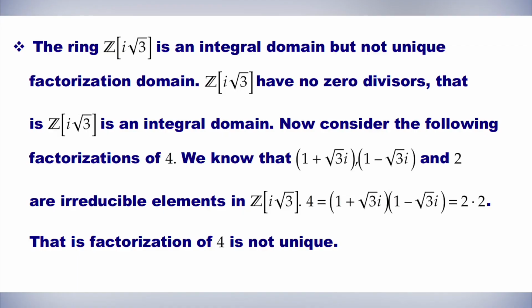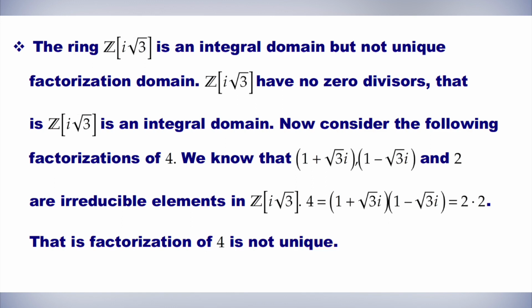For example, the ring Z[i√3] is an integral domain but not a unique factorization domain. Z[i√3] has no zero divisors, that is, Z[i√3] is an integral domain. Now consider the following factorization of 4.